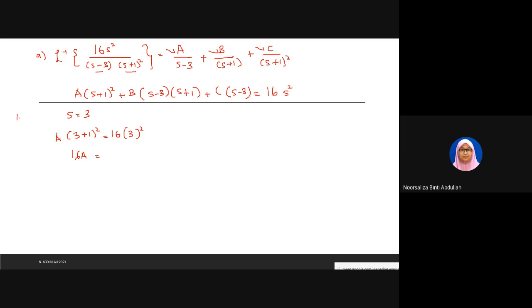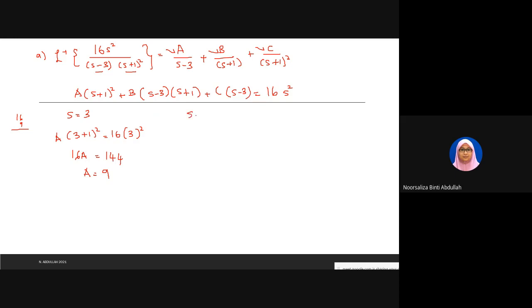144. Okay, then A equals 144 divided by 16, which equals 9, betul? Kan? Tadi 16 times 9 equals 144, so 144 bagi 16 is 9. A equals 9.